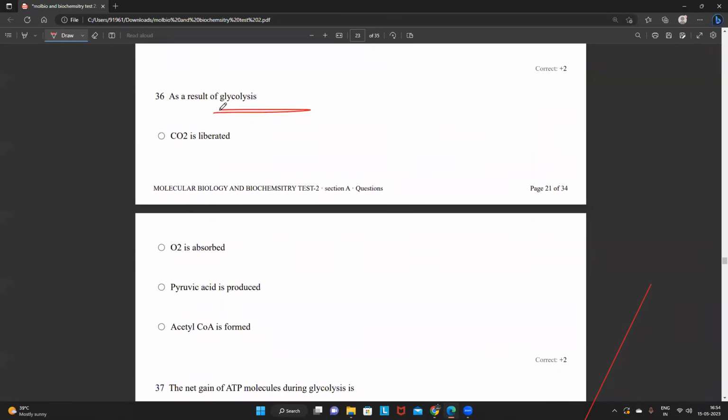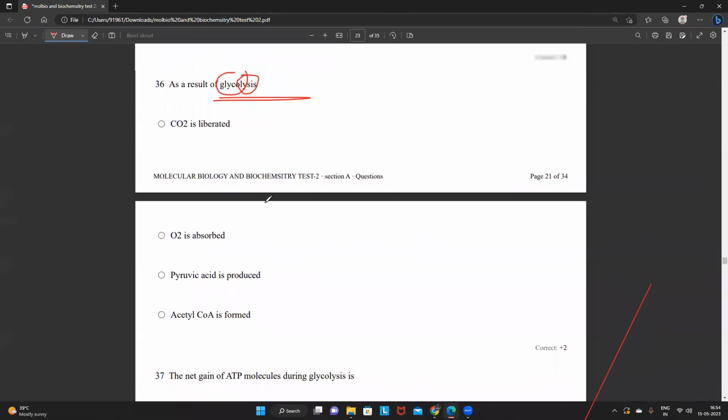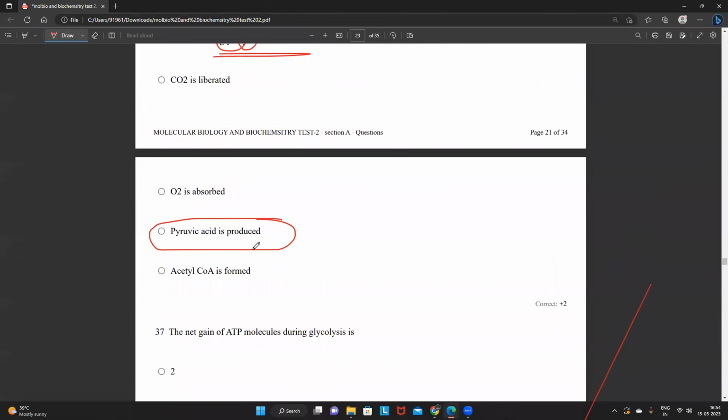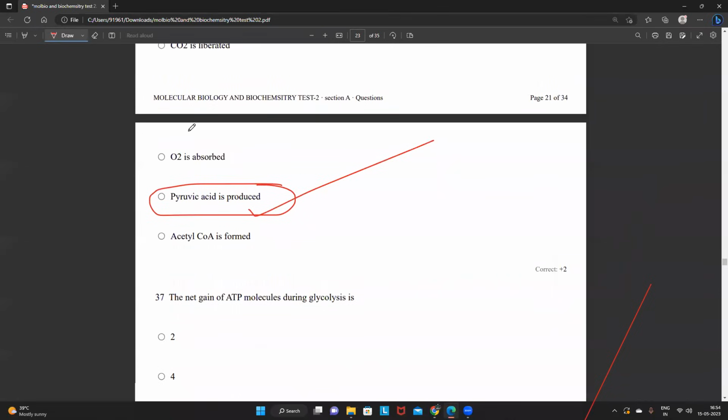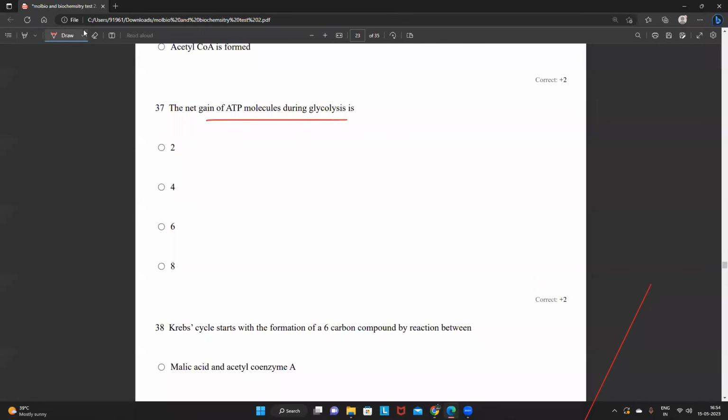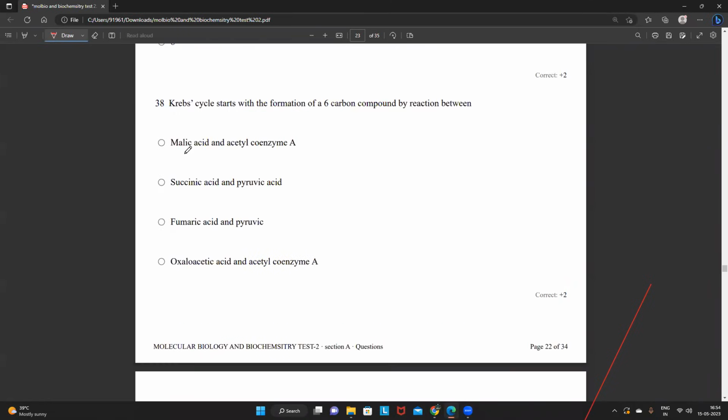As a result of glycolysis: lysis means breakdown, glyco means sugar. So breakdown of the sugar giving rise to pyruvic acid. The net gain, the question is very crystal clear. They are asking only the net gain and they have not asked the entire cellular respiration. They have asked only the process of glycolysis. What will be the answer? Obviously 2. Very, very good.